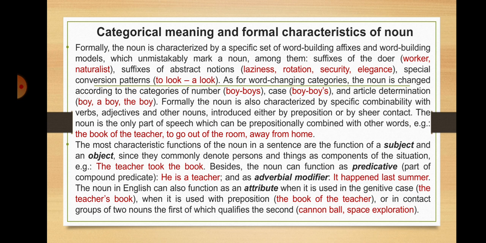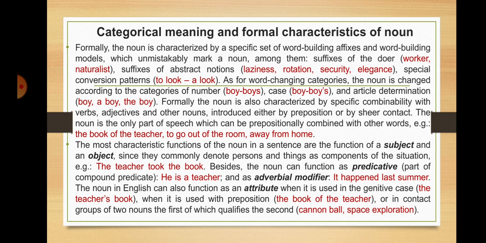The most characteristic functions of the noun in a sentence are the function of a subject and an object, since they commonly denote persons and things as components of the situation. For instance, the teacher took the book. The teacher is the subject and the book is an object. Besides, the noun can function as predicative, part of compound predicate: he is a teacher. As adverbial modifier: it happened last summer.